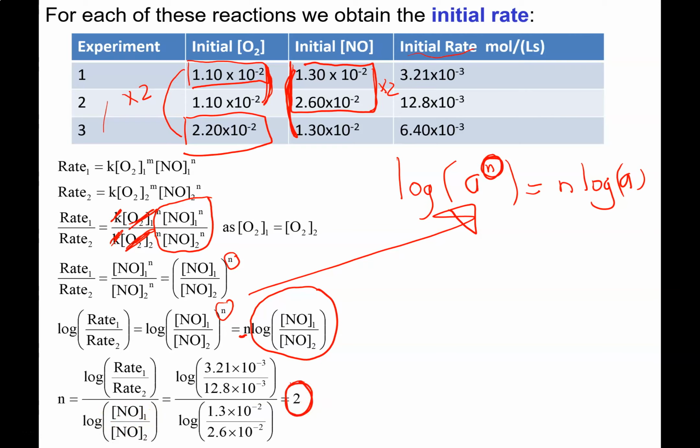I got a 2. So I know that my rate law is going to be K O2 to the m. We're still trying to figure that out, but for NO, the rate order is 2. The reaction order is 2. Okay, so now we have to do the same thing for O2. We're going to choose, though, the experiments 1 and 3.